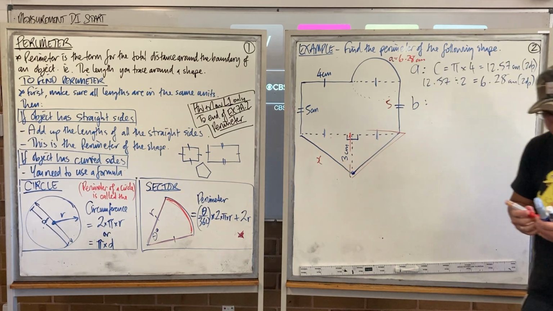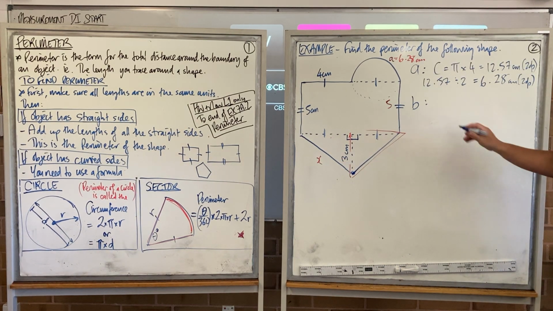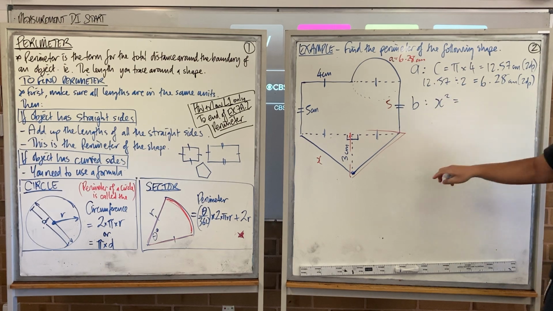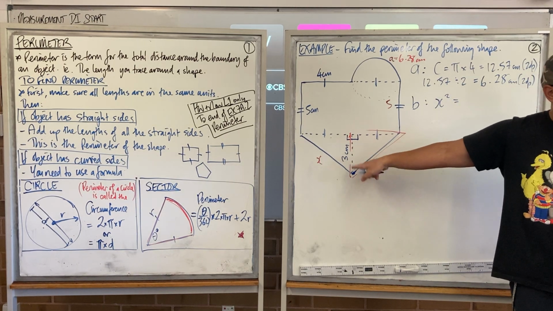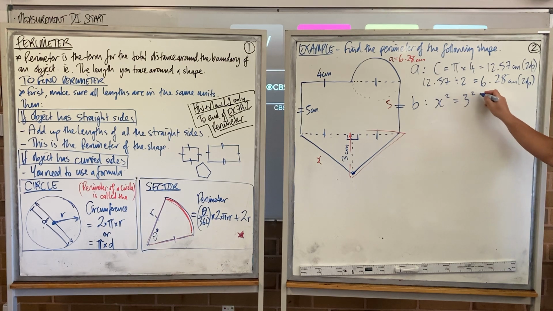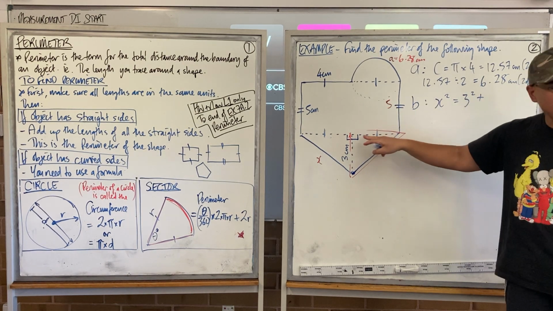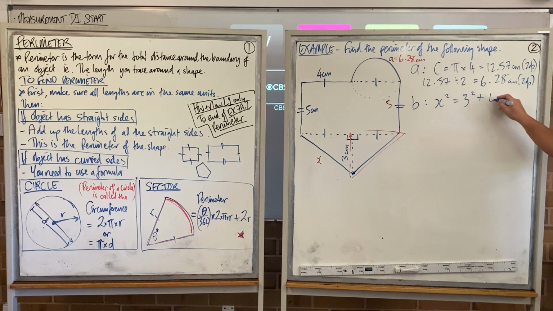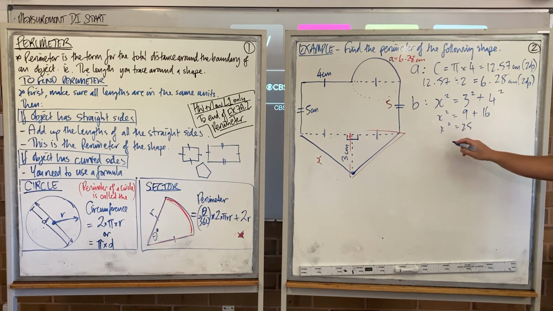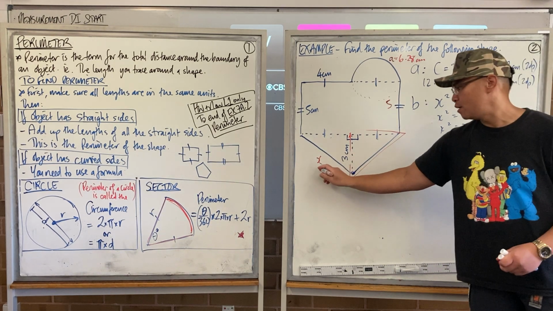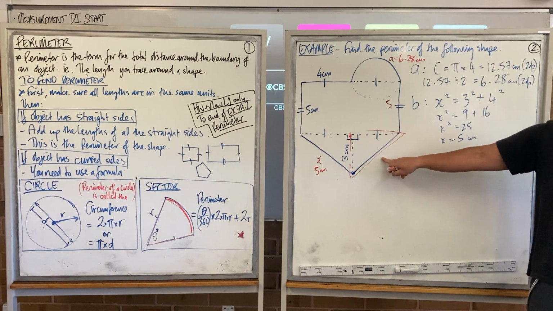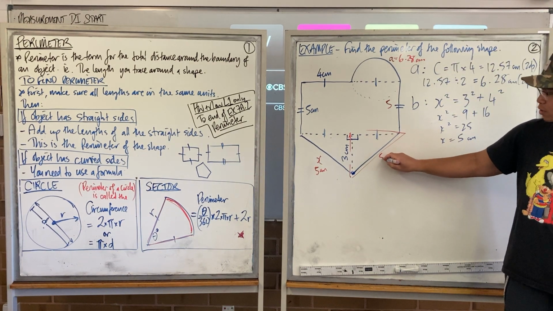Let's call it x. So the hypotenuse, x squared is equal to, how long is the first side? 3 squared plus, according to our diagram, how long is the other straight side? 4 squared. x squared is equal to 9 plus 16. x squared is equal to 25. x is going to be the square root of 25, which is 5 centimeters. So I can write now that x is 5 centimeters. What can I say about this as well? That's also 5.